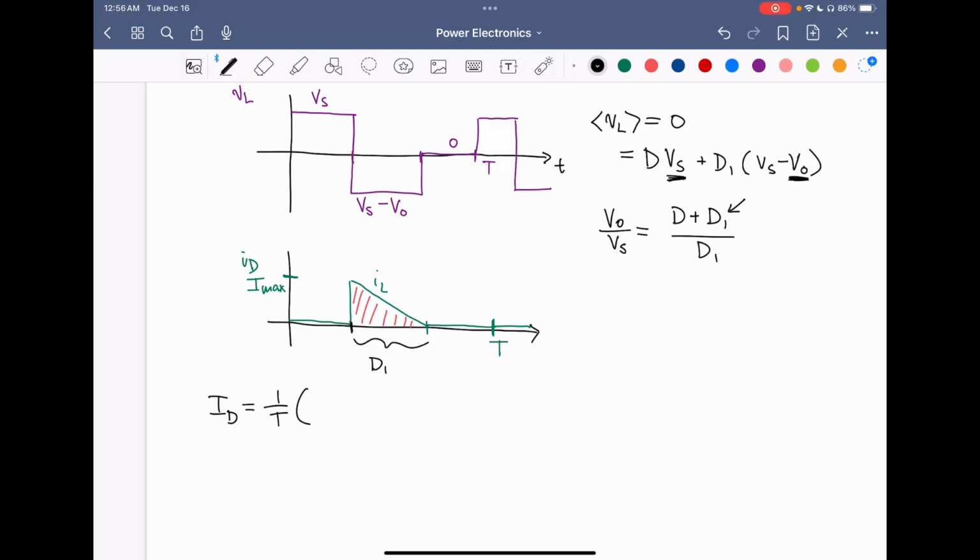so the base is D1 times T, and then the height is I max. And for the area of the triangle, we need to multiply by half: half times base times height. So the T's will cancel out, and we're going to get that the average diode current is equal to half times D1 times I max.